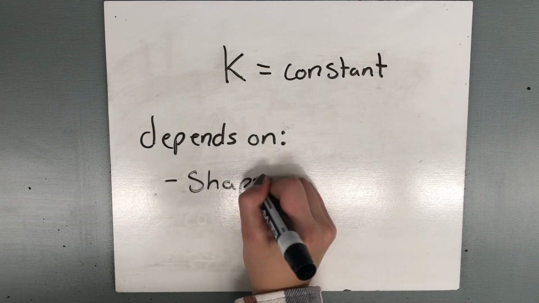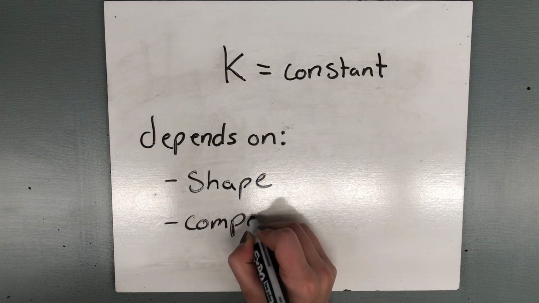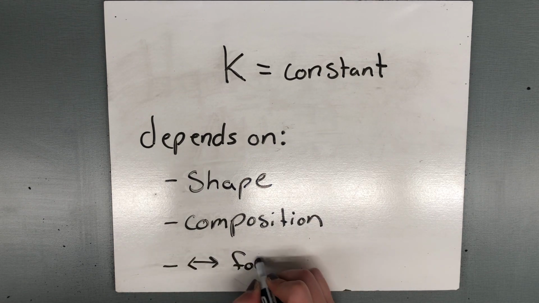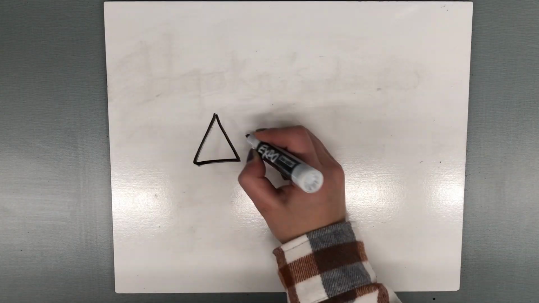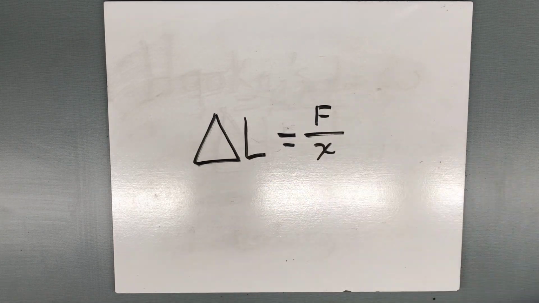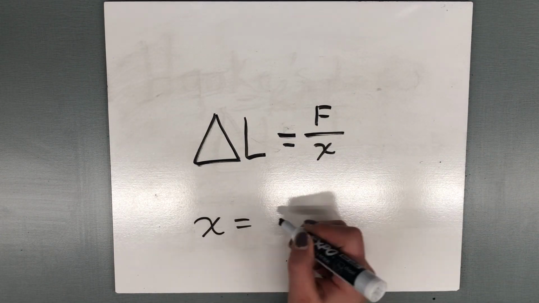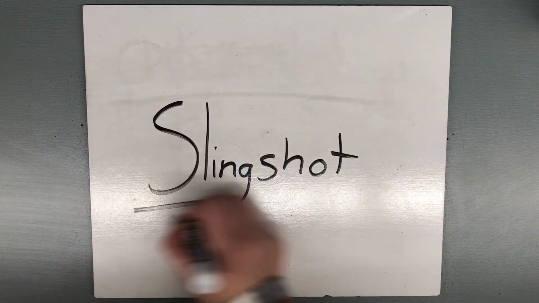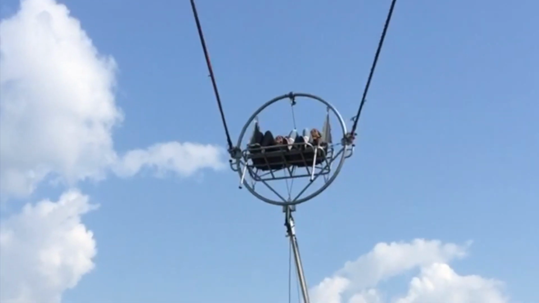As a constant, K depends on the shape of the object, the composition of the object, as well as the direction of the force. It can also be written as delta L equals F over K, where K now is the constant. Here is an example of a human slingshot to better break down the parts of this formula.